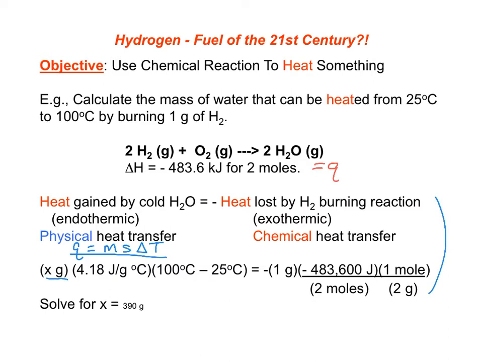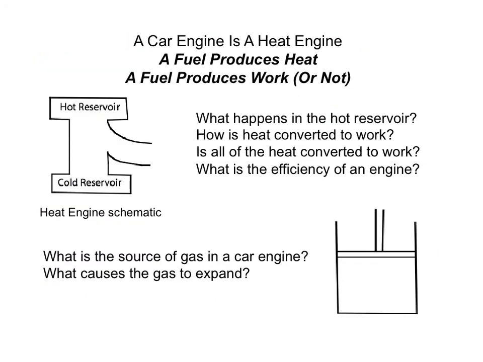So hopefully you calculate that x equals 390 grams. That is the mass of water that can be heated from 25 to 100 degrees by burning 1 gram of hydrogen. A fuel produces heat when it's burned. In a car engine, we want a fuel to also produce work.